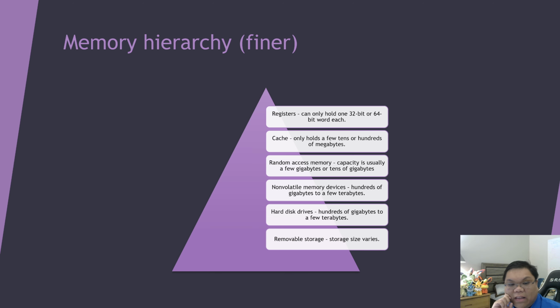So if you want some idea on how large these things are, registers can only hold 1 word each. Cache can hold a few tens or maybe a few hundreds of megabytes. Random access memory is a few gigabytes to maybe a few tens of gigabytes. NVMe devices and hard disk drives are about the same, so hundreds of gigabytes to a few terabytes worth of storage. And removable media, well, storage size will vary. Your flash drive for example, could hold maybe a few tens of gigabytes worth of storage, but it's not uncommon to see similar devices that could hold maybe a few terabytes.